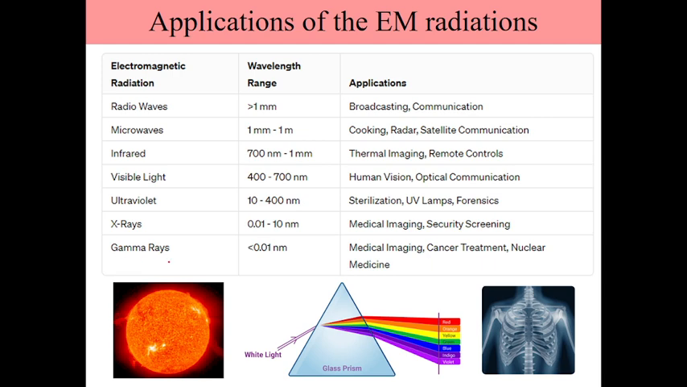Then comes in gamma radiation. Gamma radiation has very low wavelength. So that means it is going to have very high frequency and it is going to have very high energy. This has so high energy that it can completely penetrate matter and pass through. Gamma radiations are produced by nuclear decay.